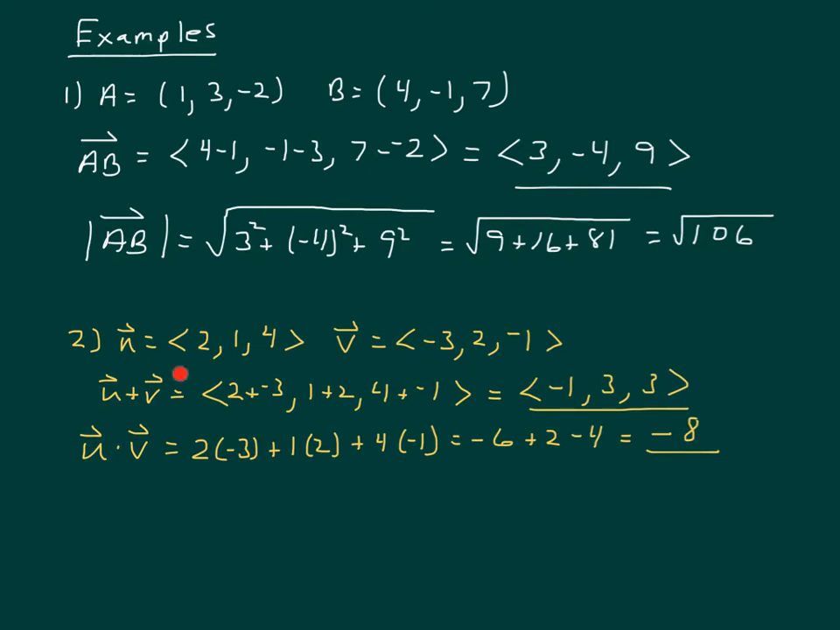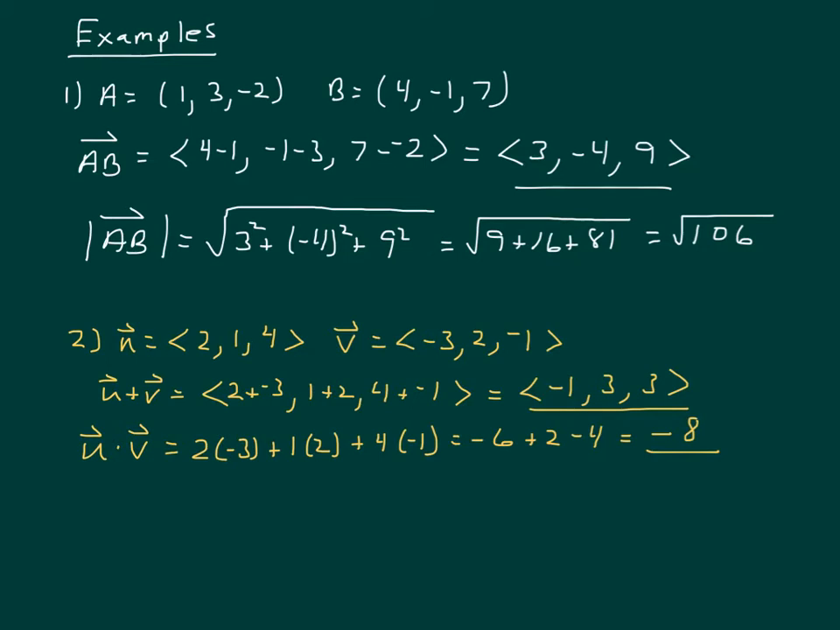Now, let's look at two vectors u and v. u is equal to the vector (2, 1, 4), and v is the vector (-3, 2, -1). So u plus v comes out to be 2 plus -3, then 1 plus 2, and 4 plus -1, which gives me (-1, 3, 3). And u dot v is going to be 2 times -3 plus 1 times 2 plus 4 times -1, which comes out to be -8.